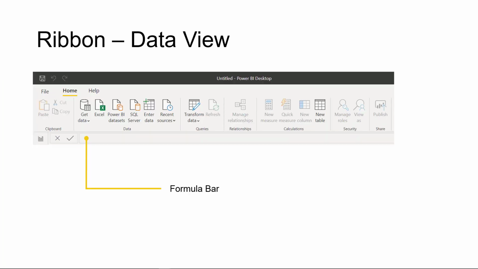The other thing about the data view is that there is this additional formula bar that does not exist before when you are in the report view. The formula bar allows you to create text, which is another way of saying formula, except that it's called text in Power BI. In Excel, you've come across it before. It's also called formula bar, just that you write formula rather than DAX.